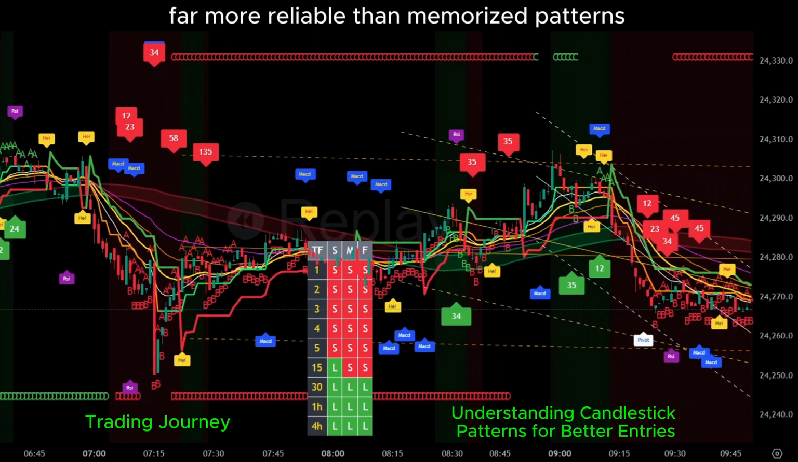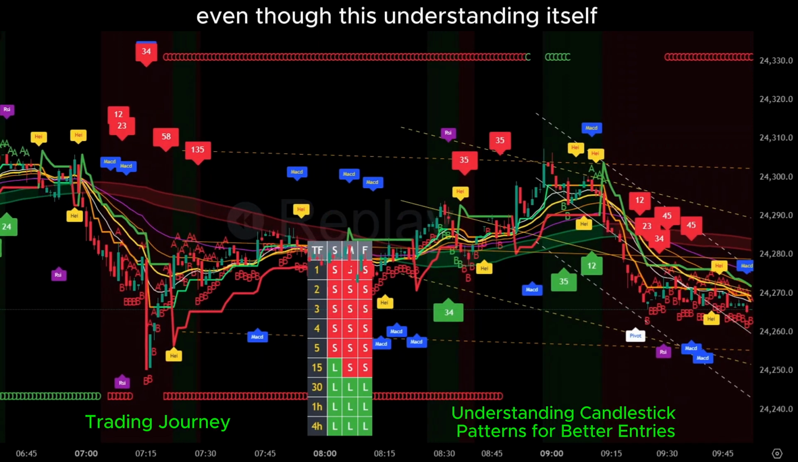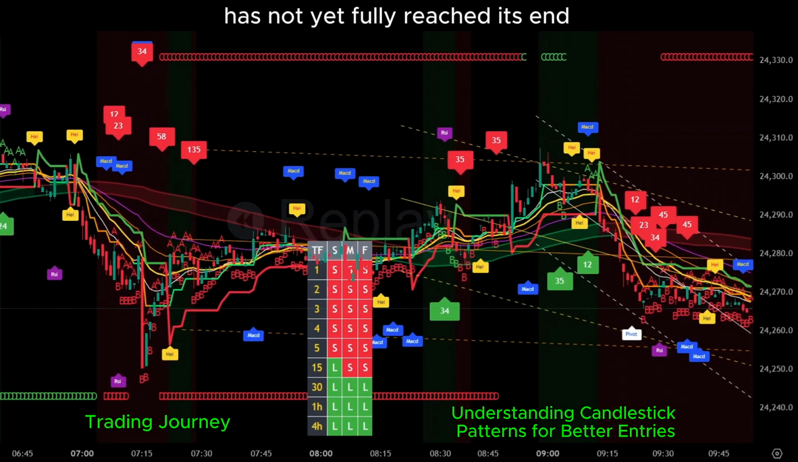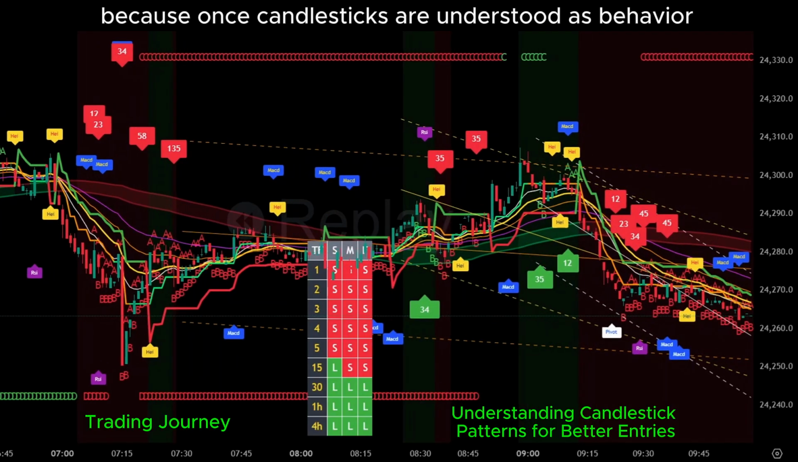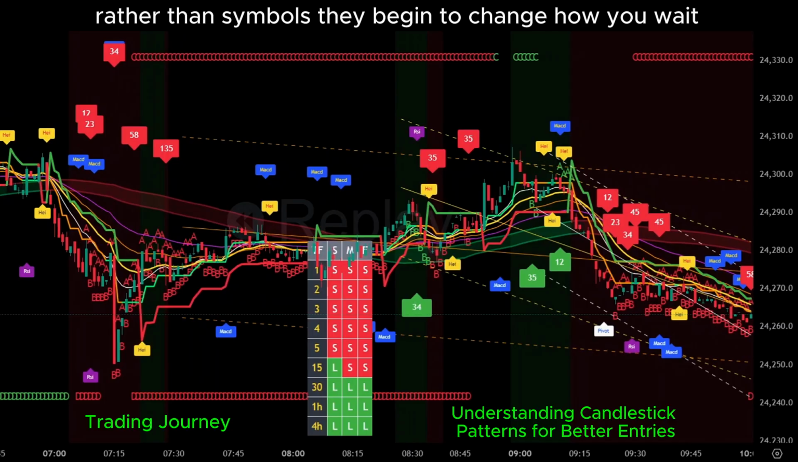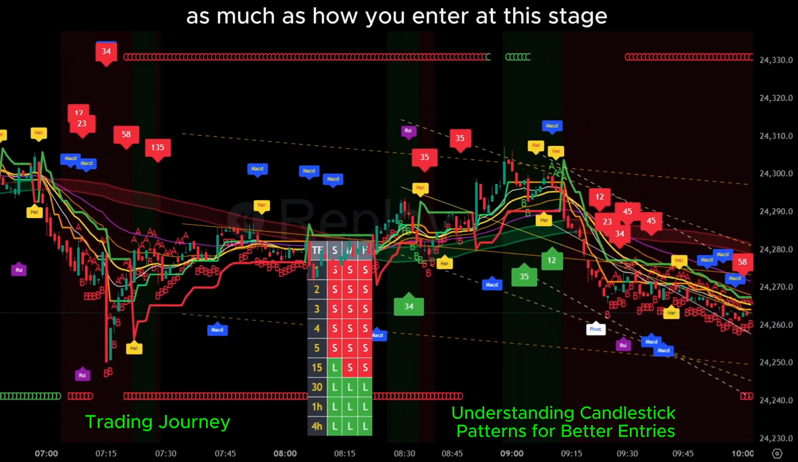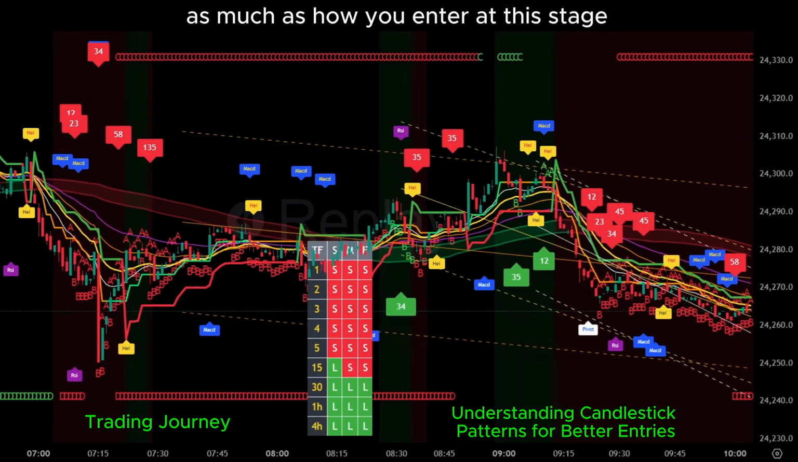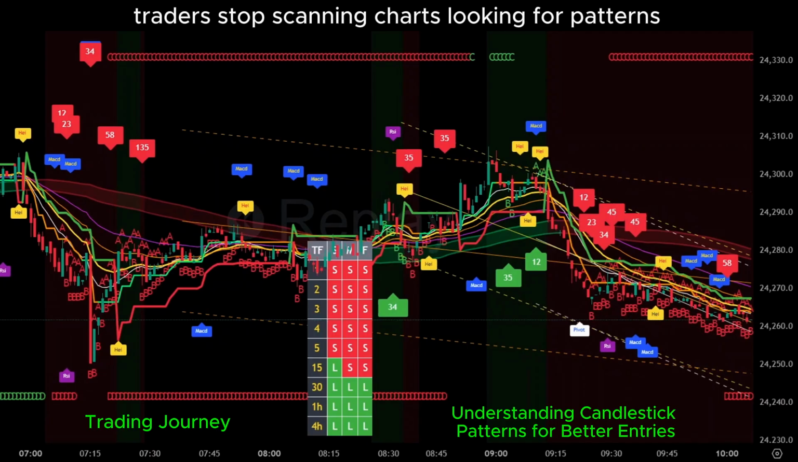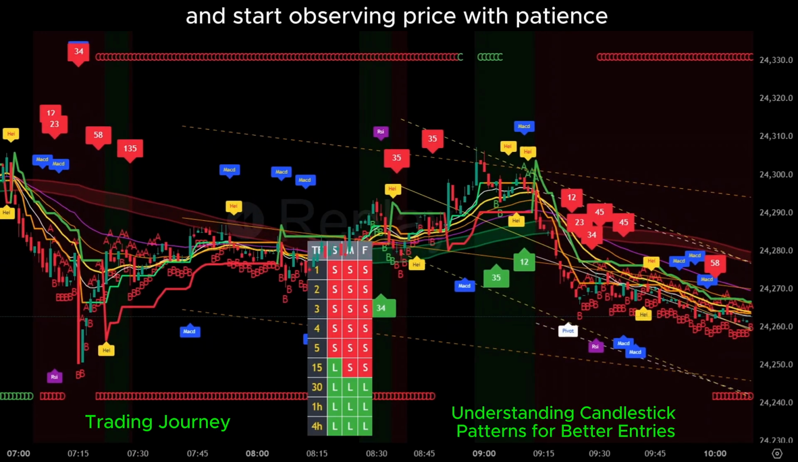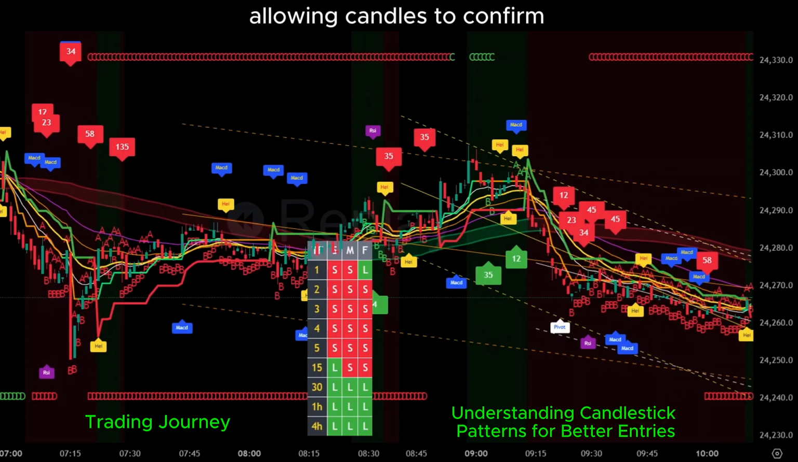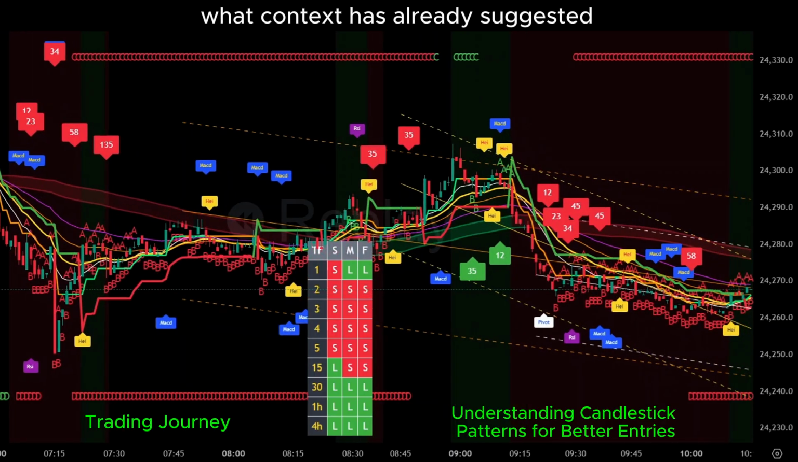Even though this understanding itself has not yet fully reached its end, because once candlesticks are understood as behavior rather than symbols, they begin to change how you wait as much as how you enter. At this stage, traders stop scanning charts looking for patterns and start observing price with patience, allowing candles to confirm what context has already suggested.